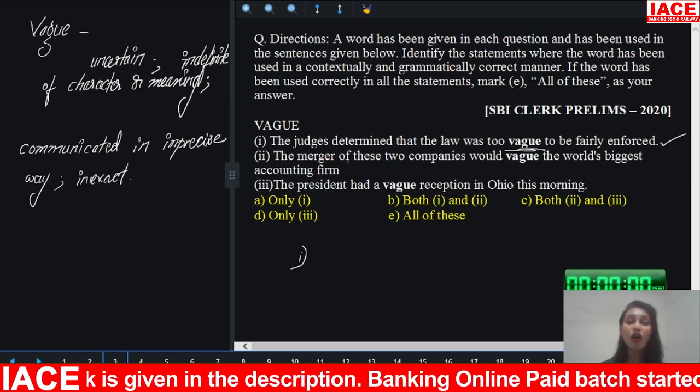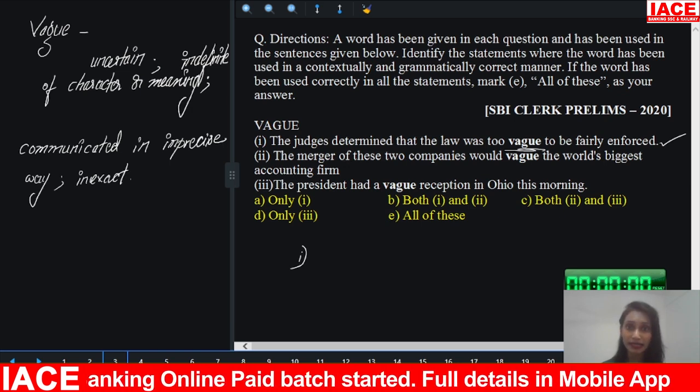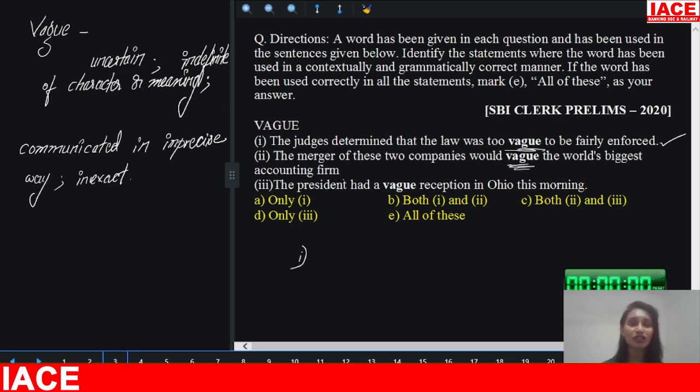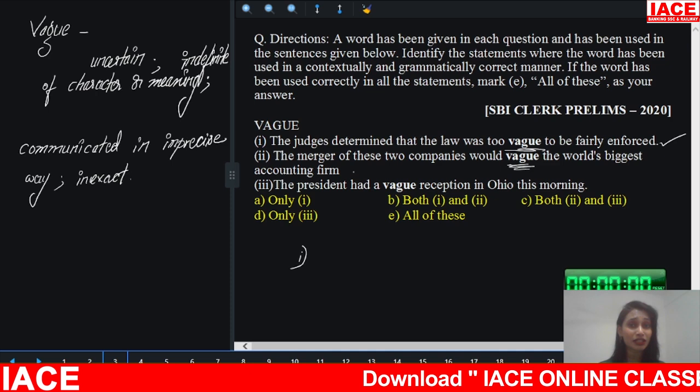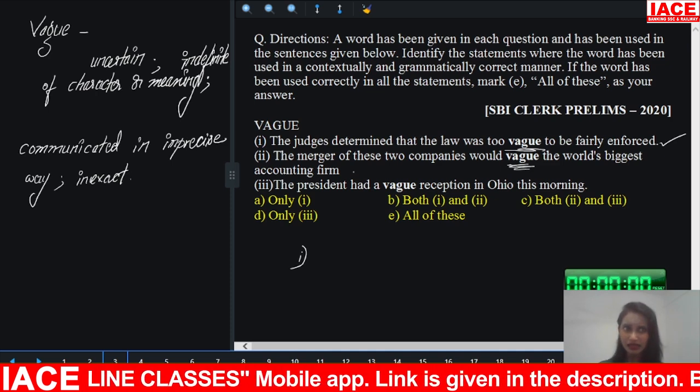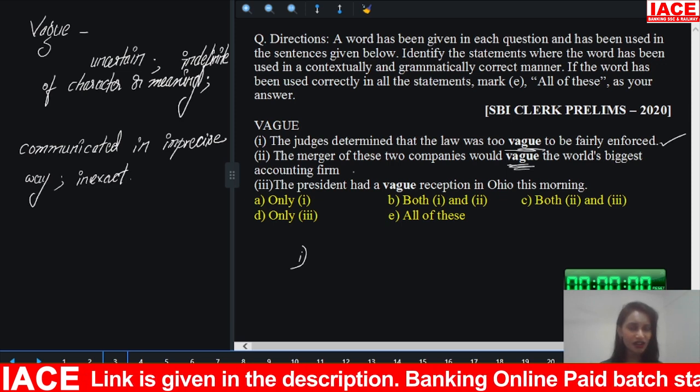Now look at the second sentence. The merger of these two companies would make the world's biggest accounting company. The merger of two different companies would make the world's biggest accounting firm. That means would uncertain, would inexact, would imprecise.